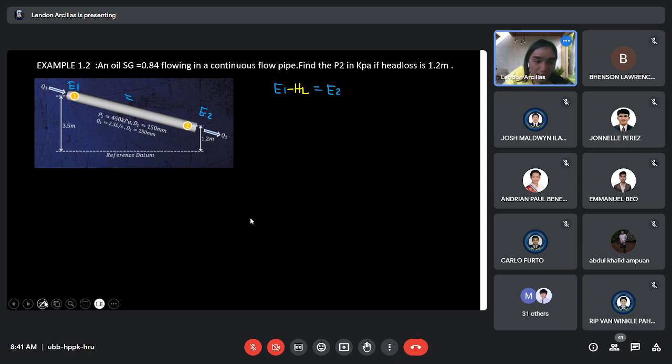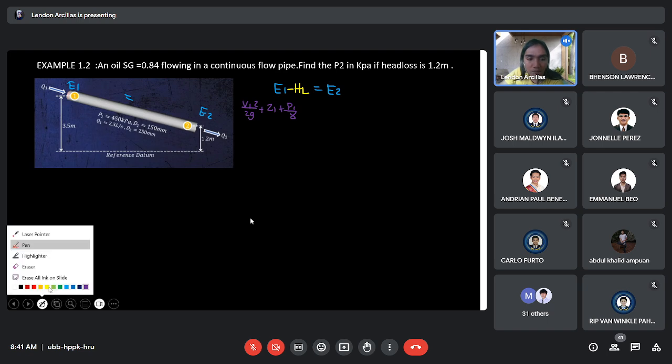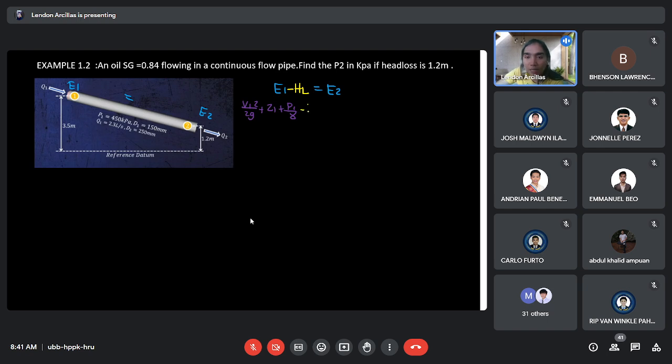So, the formula is still the same. The energy is composed of velocity 1 squared over 2g or the kinetic head, plus the elevation head, plus the pressure head. So, we just add the head loss, which is 1.2, already given.